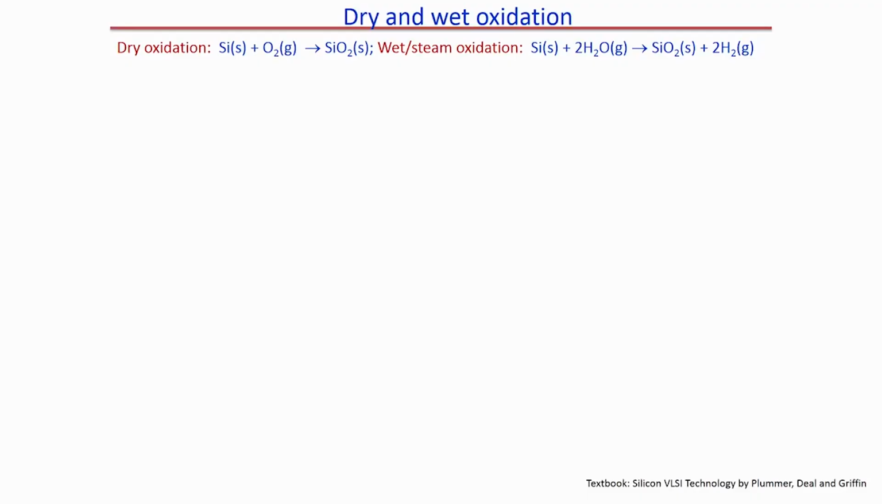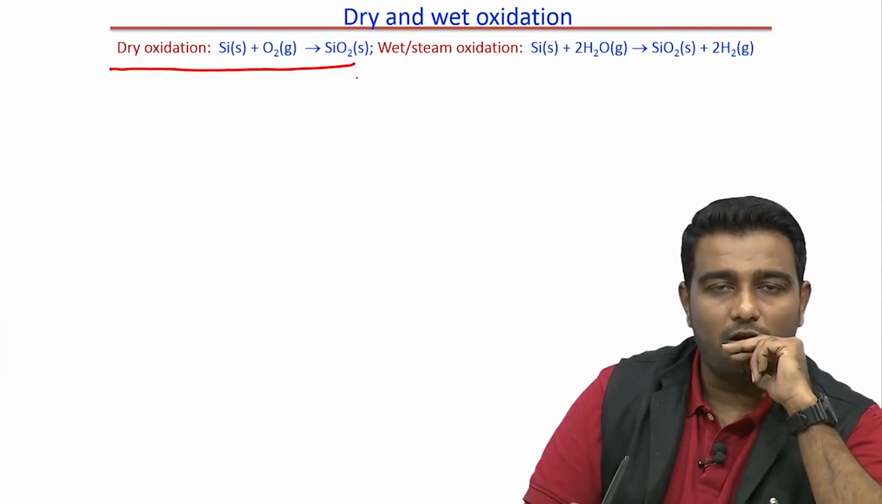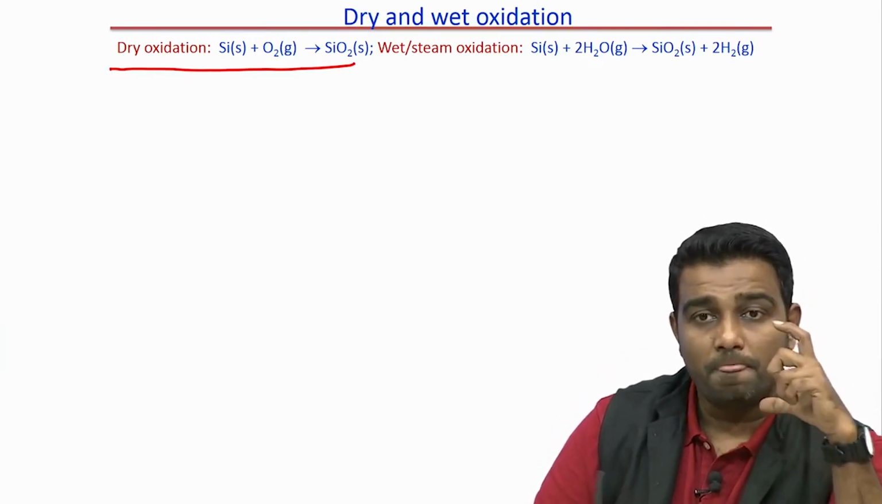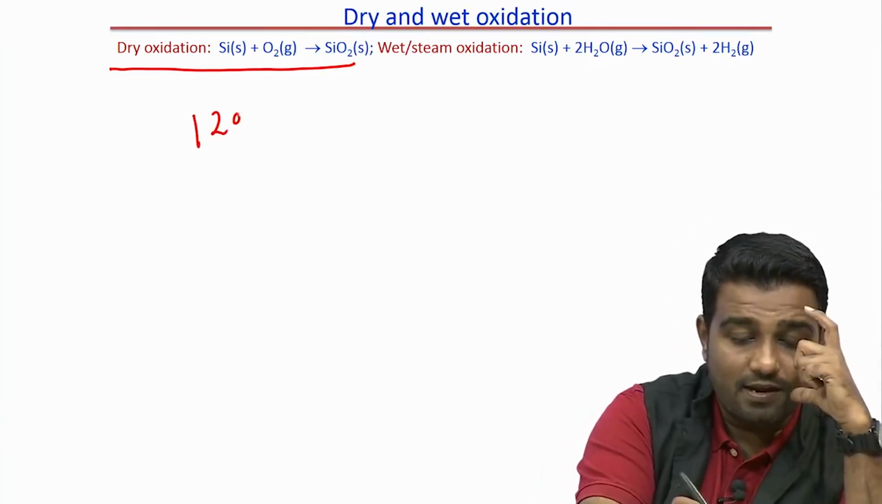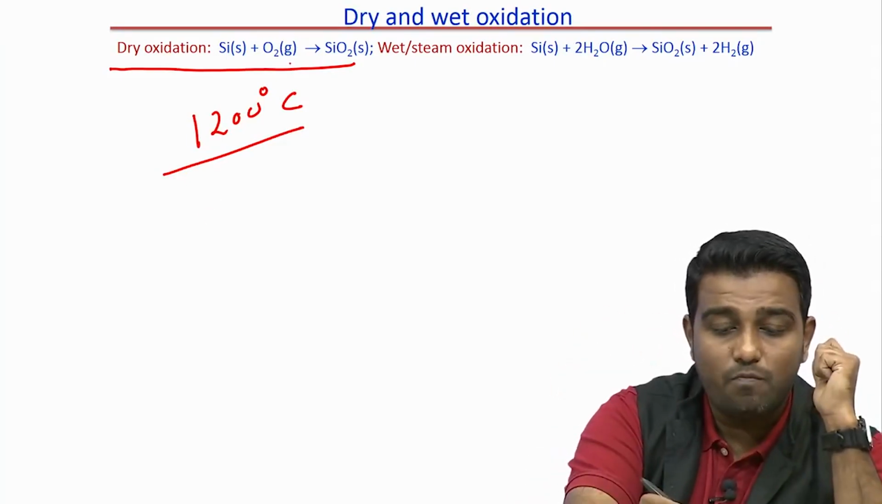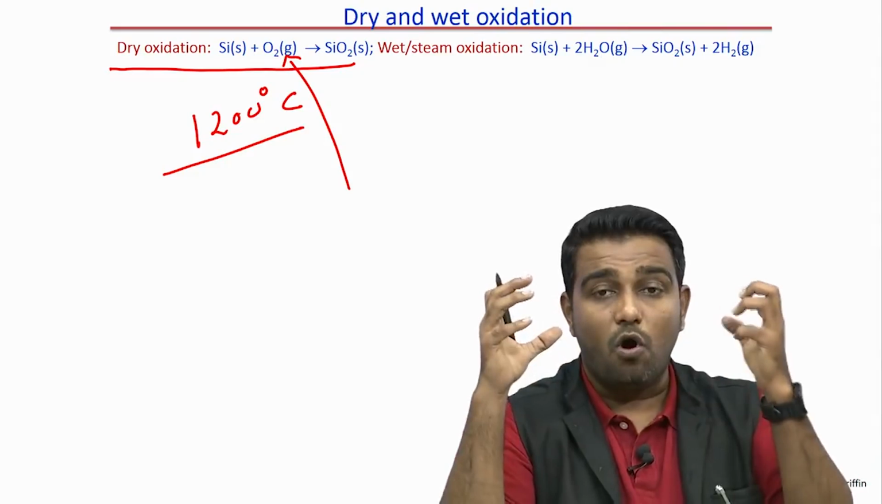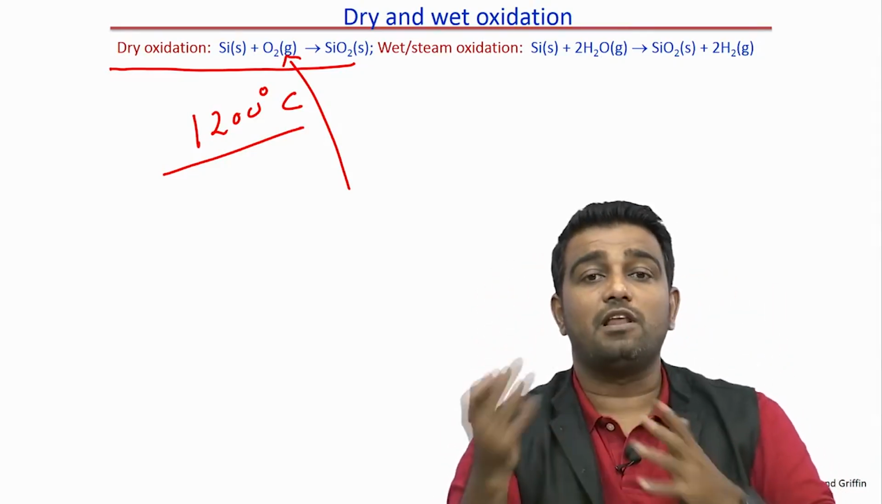So, let us see the next slide. What you see here is that there are two types of oxidation. One is dry oxidation and another one is wet oxidation. When you talk about dry oxidation, you have a silicon wafer at very high temperature, about 1200 degree centigrade, loaded into a thermal furnace. I will show you how the furnace looks, and you pass oxygen on to the heated wafer, which is silicon. Then the oxygen will react with silicon to form silicon dioxide.